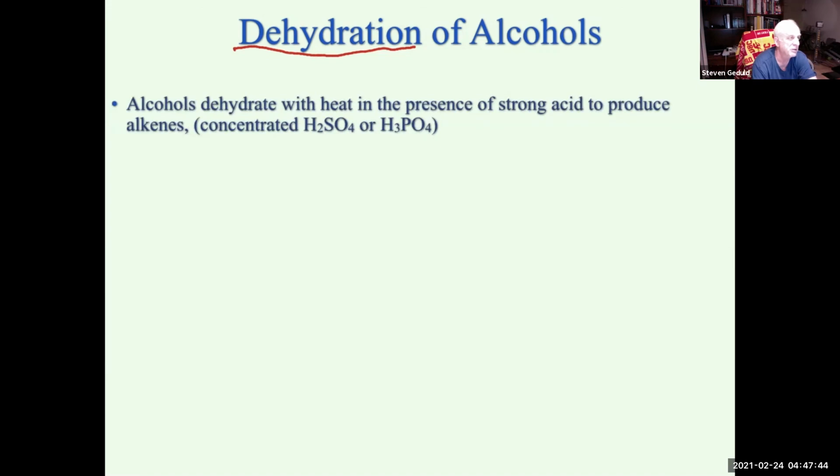Let's get a little bit of this and we'll call it quits in about 5 to 10 minutes. So alcohols dehydrate, which means they lose OH and H. We lose water, with heat in the presence of a strong acid, to produce alkenes. They produce a double bond back. You're doing the reverse reaction, using concentrated sulfuric acid or concentrated phosphoric acid.